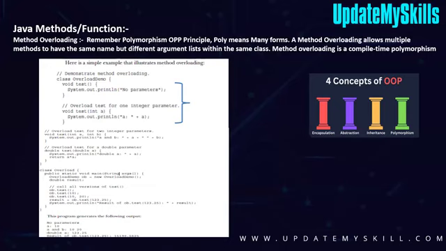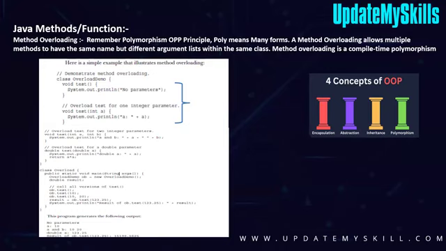The second concept is method overloading. So remember polymorphism as an OOPS principle. Poly means many forms, we talked about. Method overloading allows multiple methods to have the same name, but a different argument list within the same class.